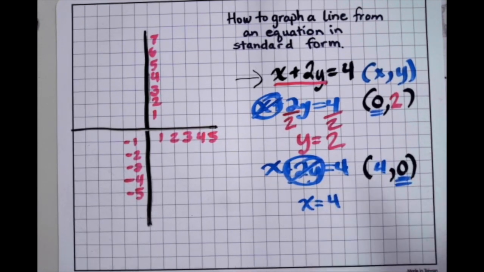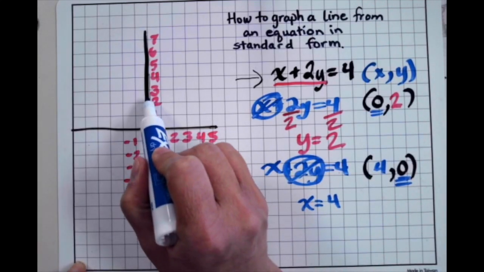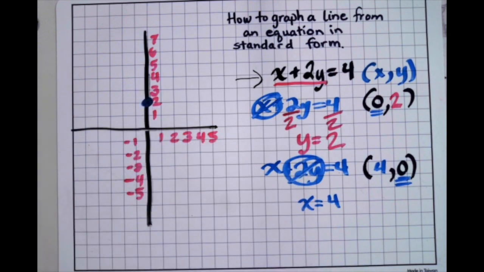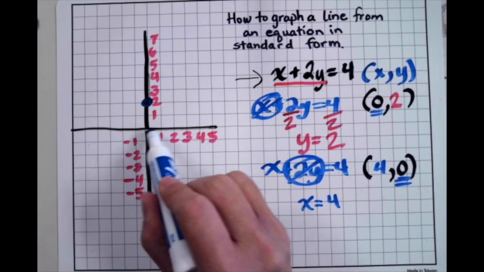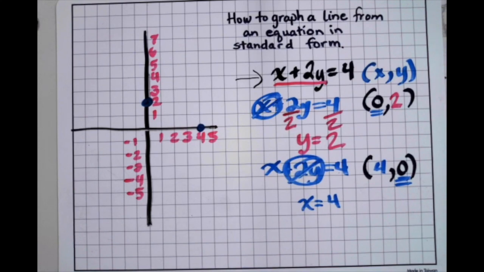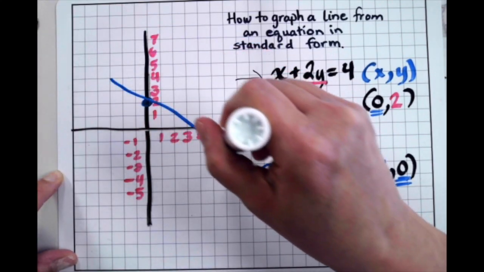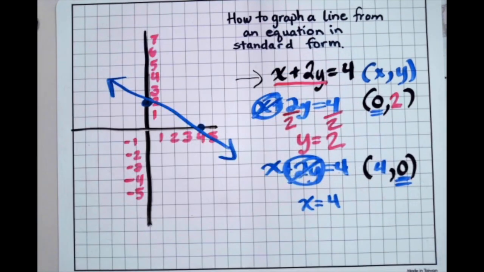So now I have 2 points. I have 0, 2, so I'm going to come over here and graph 0, 2, which is this point right here. And then I'm going to graph this point right here, 4, 0, which is 4 and 0. Now I have 2 points, and with my 2 points, I can draw a straight line, and that's my line. That's how you graph a line from an equation in standard form.